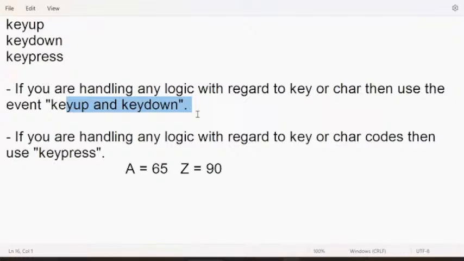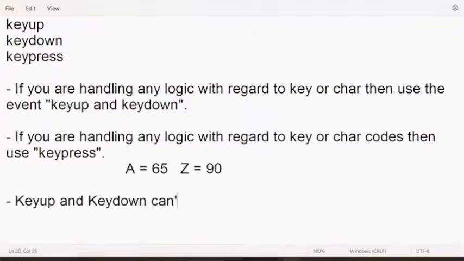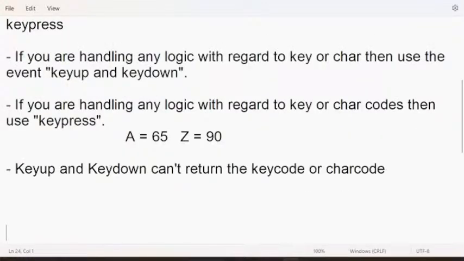So if you are dealing with any logic related to code and you are using key up and key down, it will fail. If you are dealing with anything related to code, then always use which event? Key press. So the point is why we should not use key up and key down: they cannot return the key code or character code.